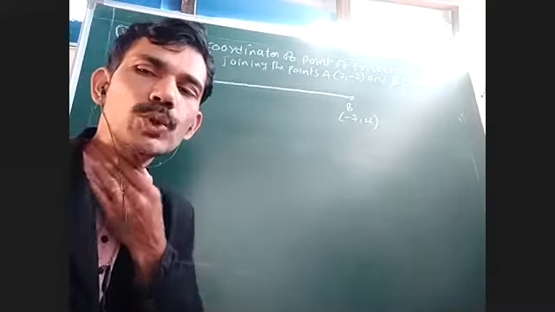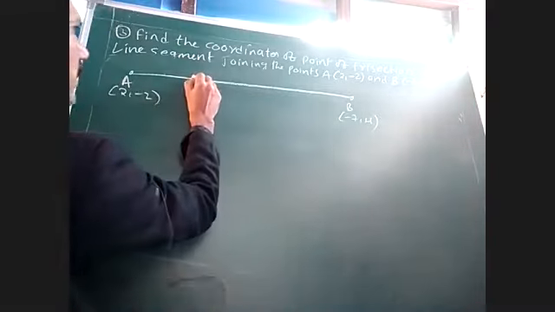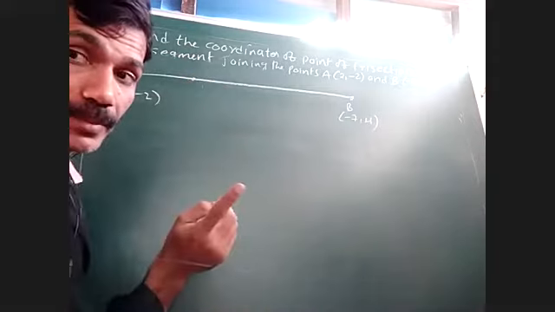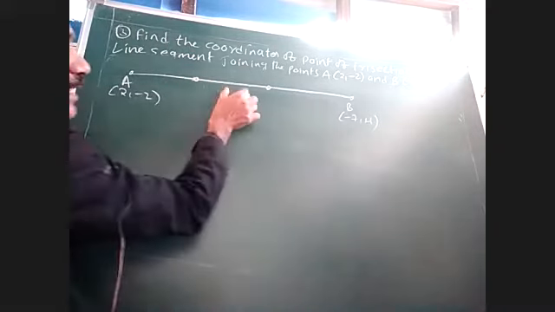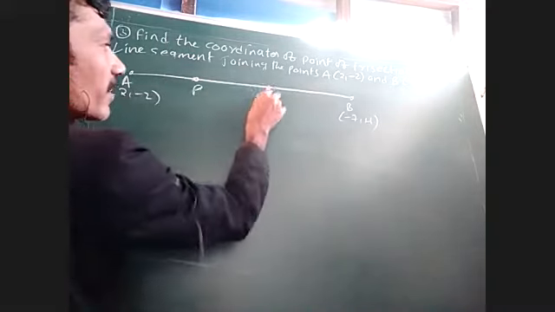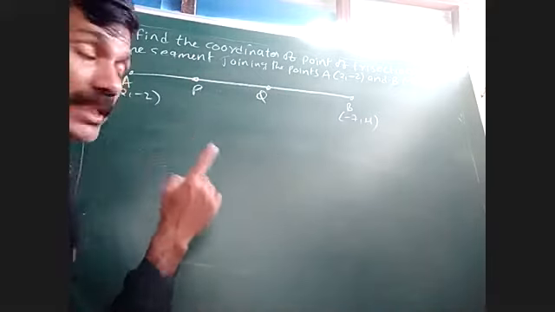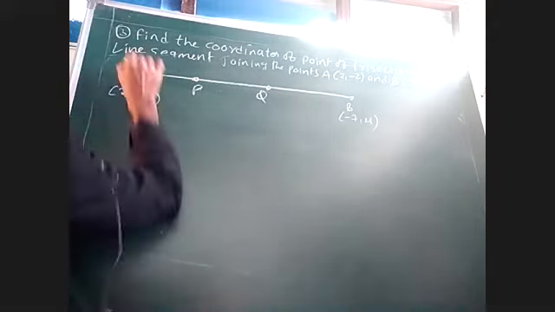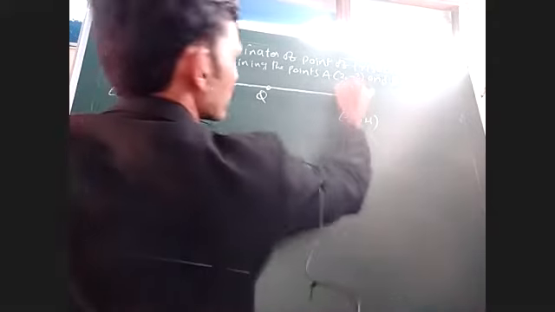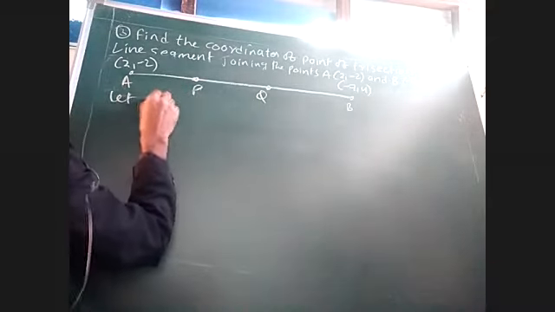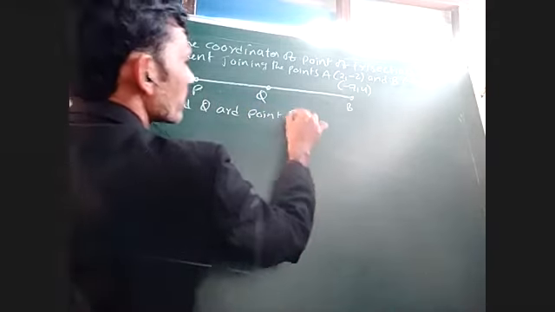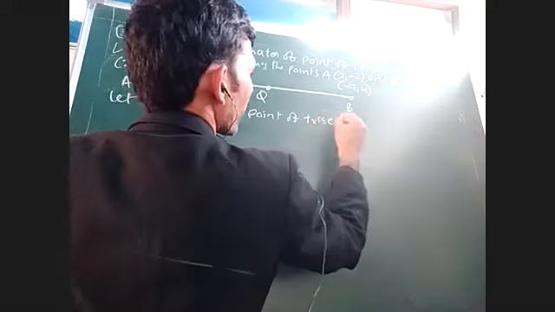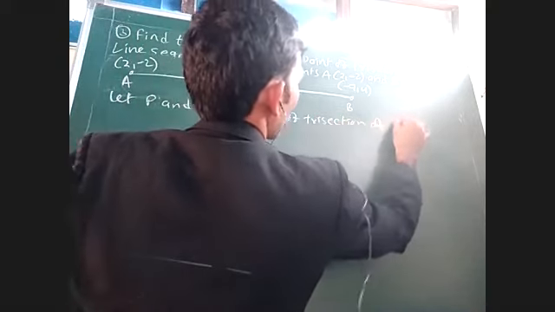Trisection means dividing into 3 equal parts. Dividing into 3 equal parts means you have to take 2 points, and 2 points will give you 3 parts. Let P and Q be the points of trisection of the line segment joining A and B.